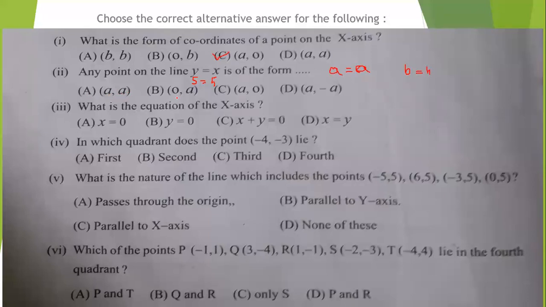Here we have B, 0 comma A. So this cannot be our answer because they have given both are equal. A comma 0, this cannot be our answer. Again we have 0. D, A comma minus A, it means one of the coordinates is positive and the other one is negative. But they have given us that both are same, both are equal. Either both can be positive or both can be negative. So the answer for this is A comma A.